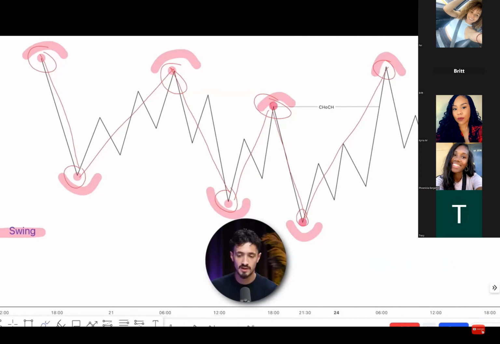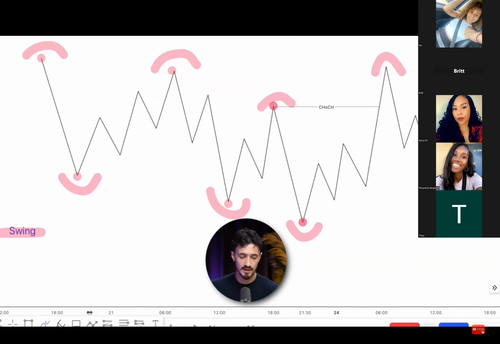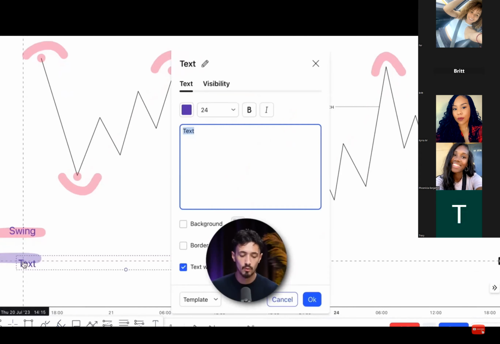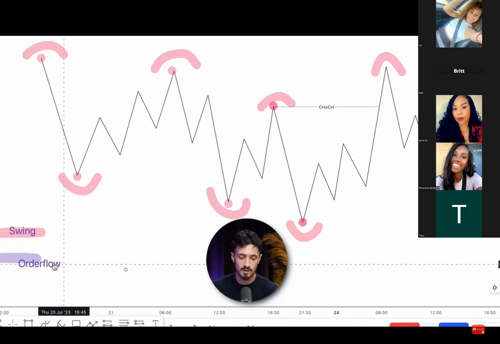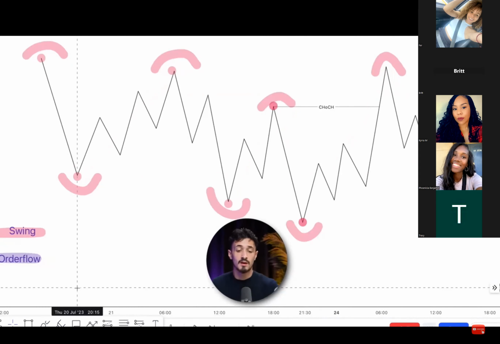So swing structure is a simple concept to understand. Now we're going to take a look at the second type of structure, and we're going to color code it in purple. Our second type of structure is what we call order flow, right? The way I see order flow and the concept of order flow is that it's the present moment flow of orders.